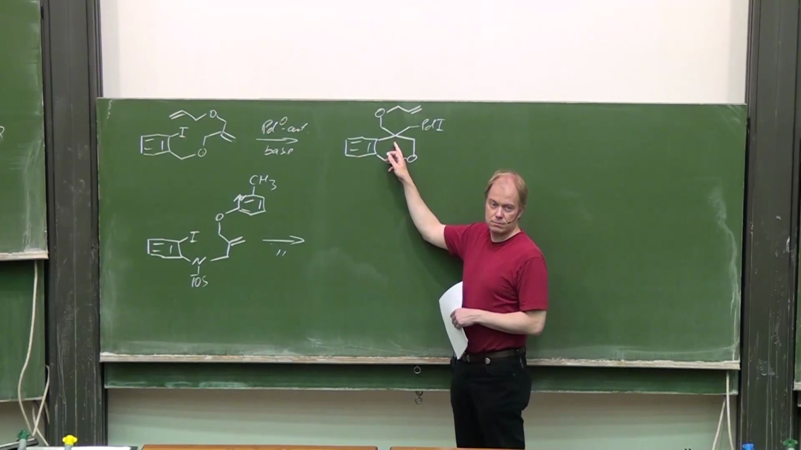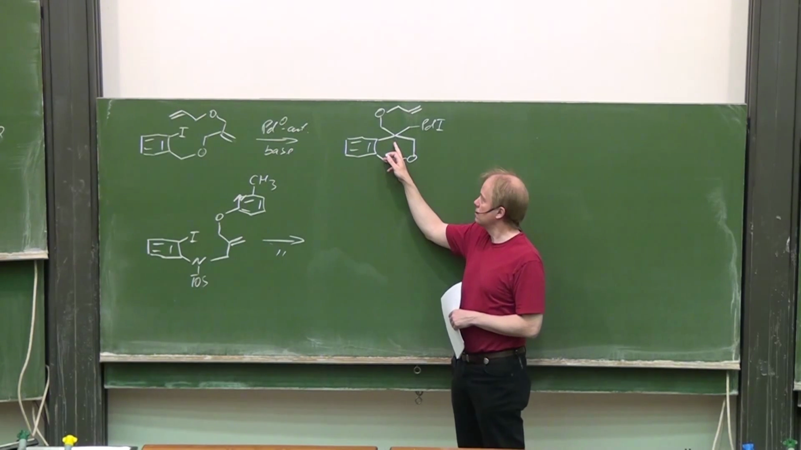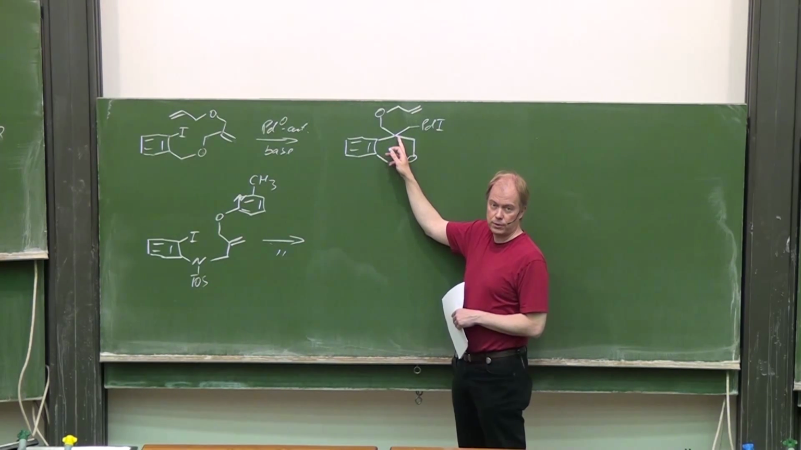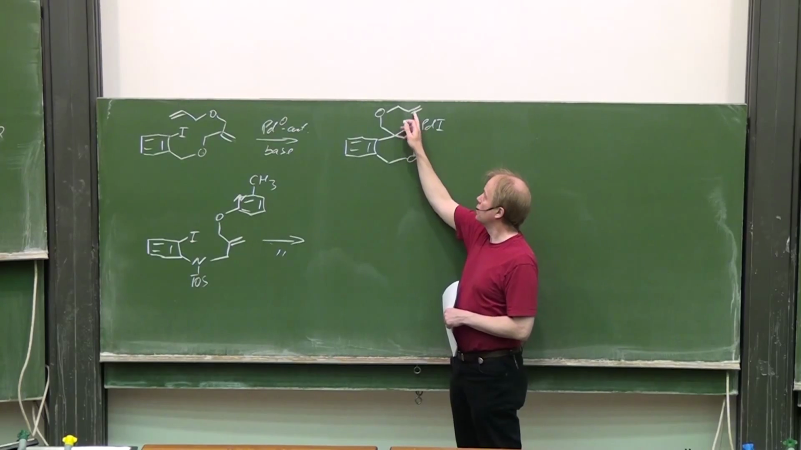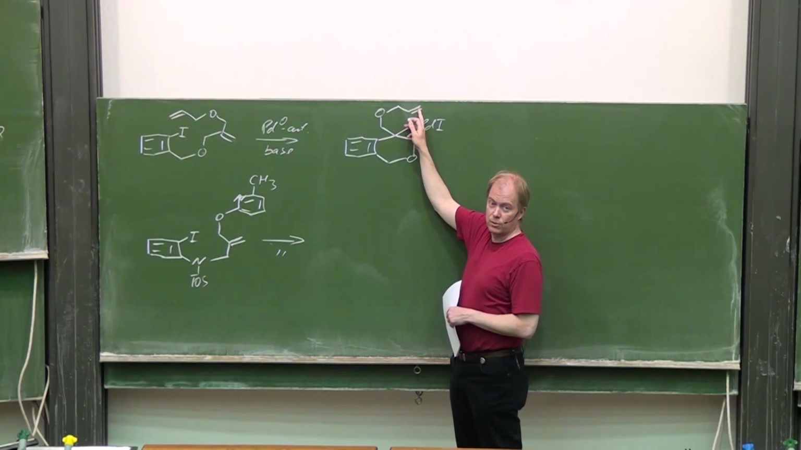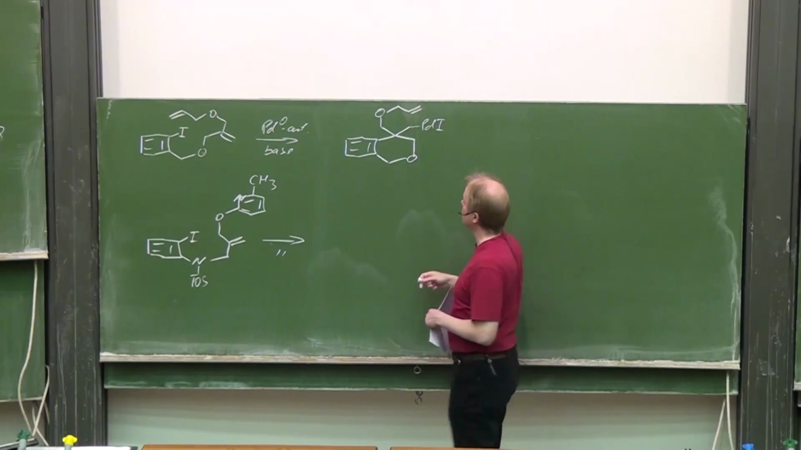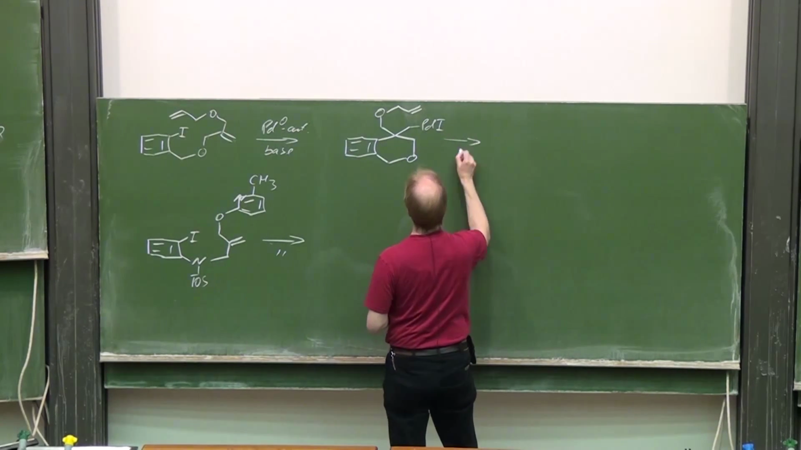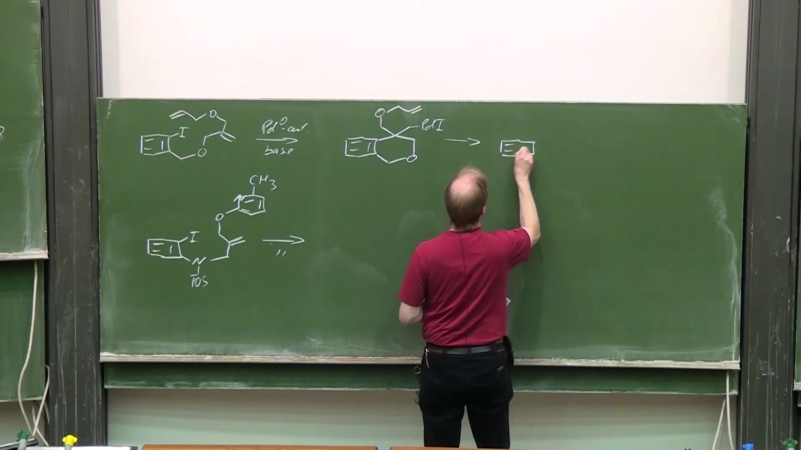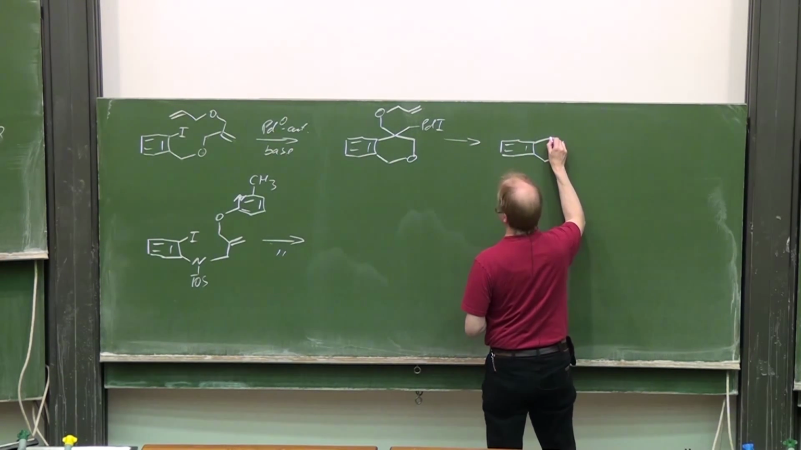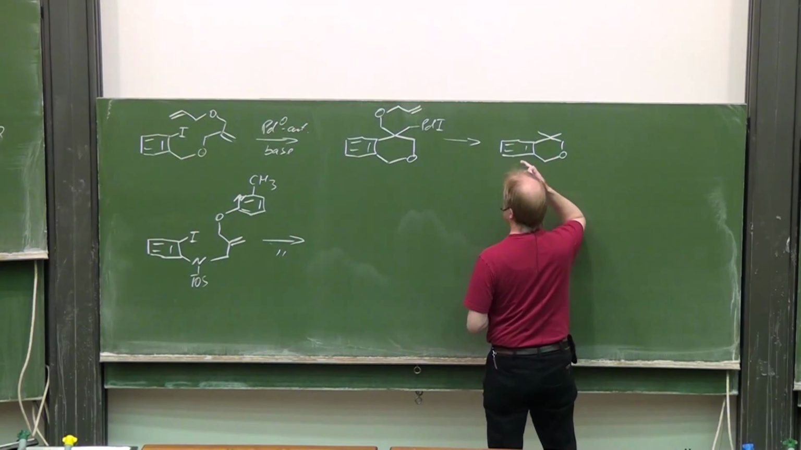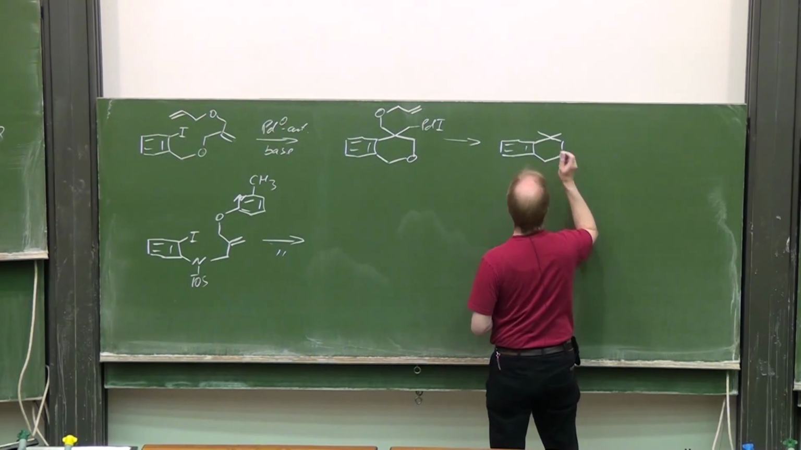Beta hydride elimination is not possible because there is no beta hydride but a quaternary center. So the next carbopalladation would be performed, of course, at that olefinic double bond. Once again, a 6-exo-trig process.